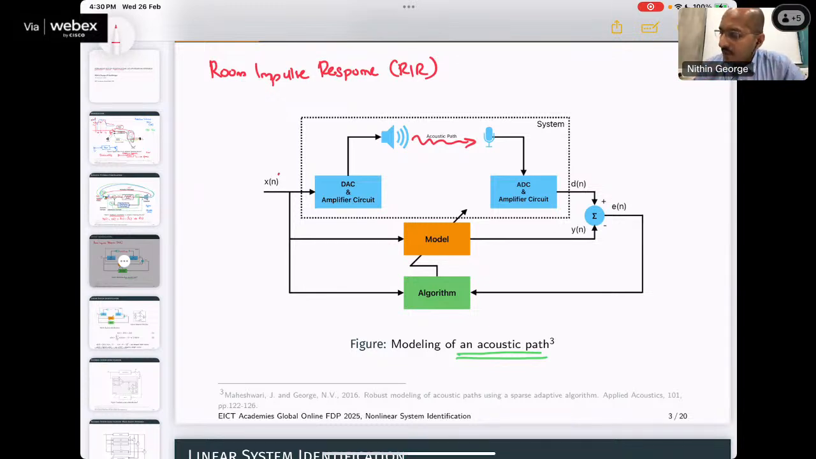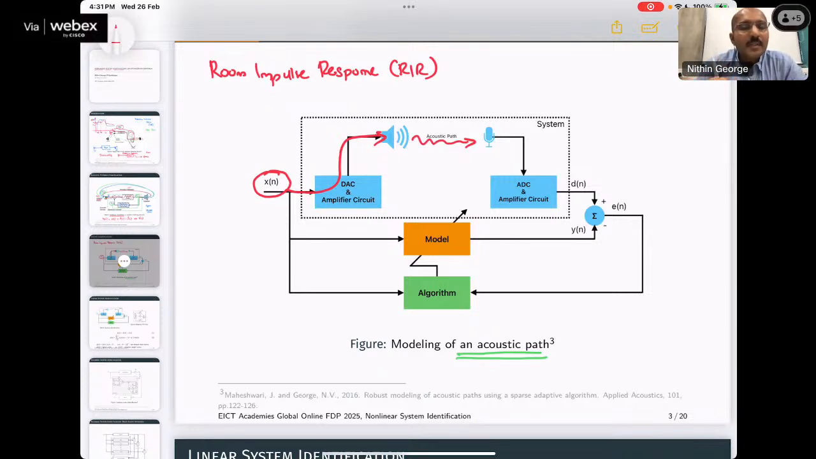Then I am generating some signal X of n, some random signal X of n. This signal X of n is passed through the loudspeaker. So this random signal X of n, generated by me, is amplified, passed through a DAC, and played through a loudspeaker.